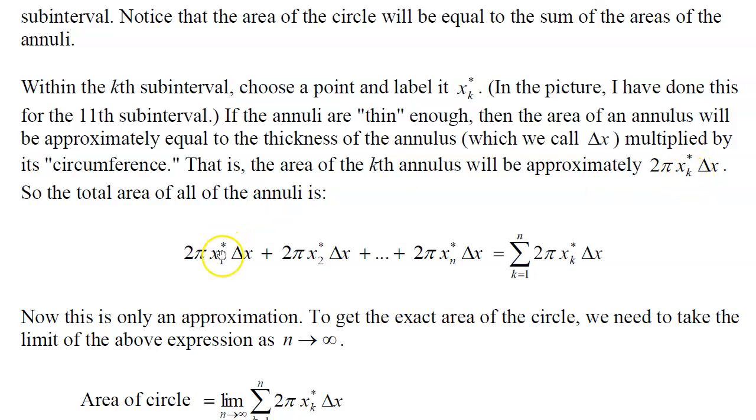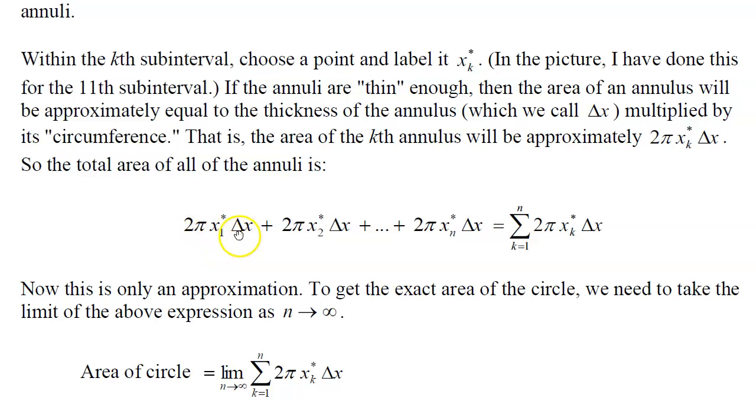So in the first interval, we'll find x sub 1 star. The area of the inside annulus will be 2 pi x sub 1 star times delta x. The area of the next one will be 2 pi x sub 2 star times delta x, and so on. And the last one, that outer annulus, will have area 2 pi x n star times delta x, or it'll be approximately equal to this.